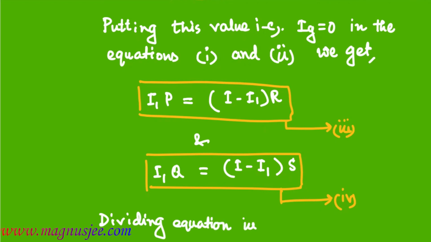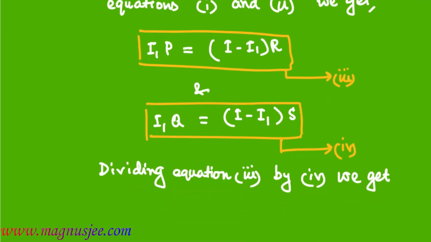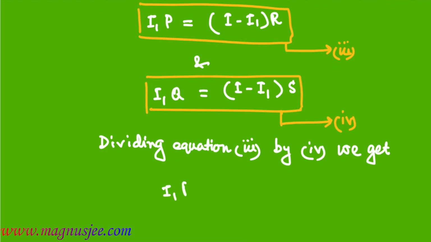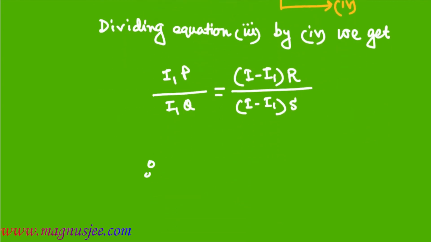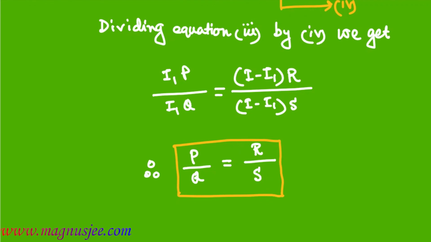Dividing equation 3 by equation 4, we get I1 dot P divided by I1 dot Q equals (I minus I1) dot R divided by (I minus I1) dot S. Therefore, if we simplify, P by Q equals R by S. This is the final result in connection with the balance condition of the Wheatstone Bridge: P by Q equals R by S.